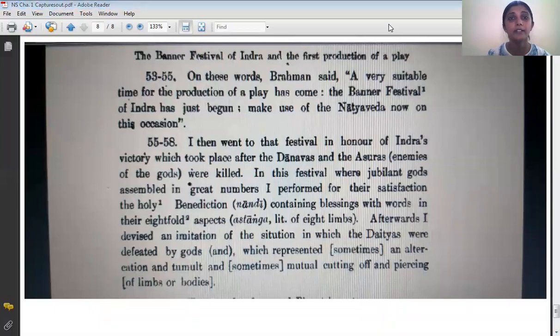Even Danavas and Asuras, they also took part in the performance of the play.